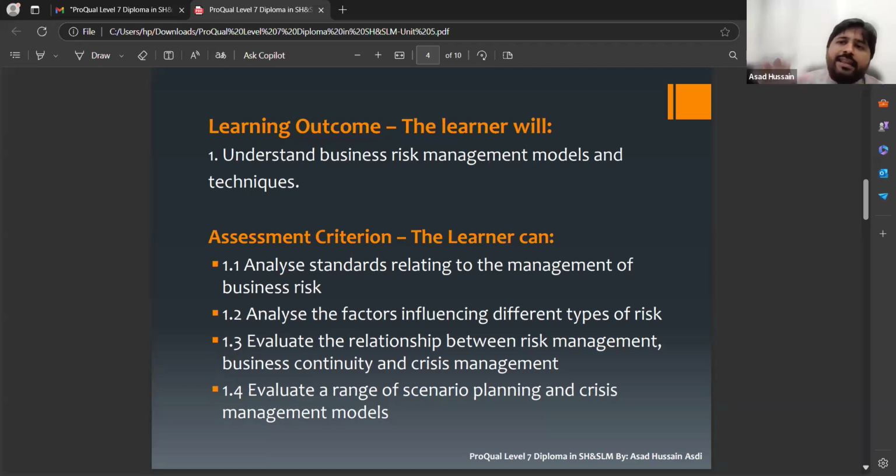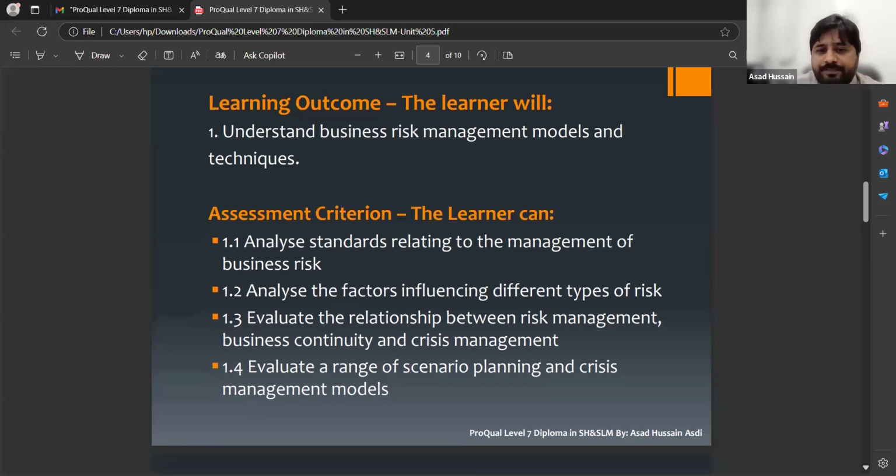To support his narrative or explanation, he can produce evidence of crisis management models. He can produce risk management scenario planning. So any planning which is confirming that the organization is working on business risk management will be considered enough for this assessment criteria.